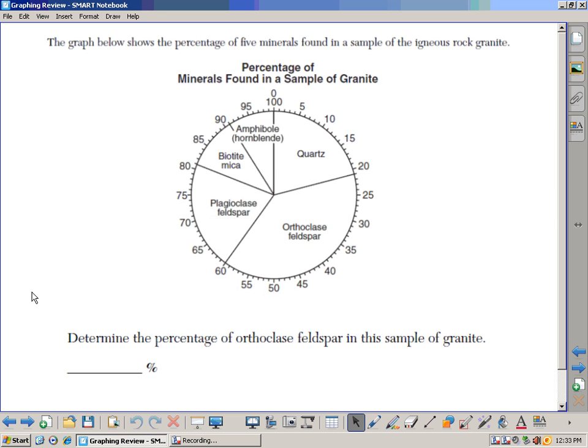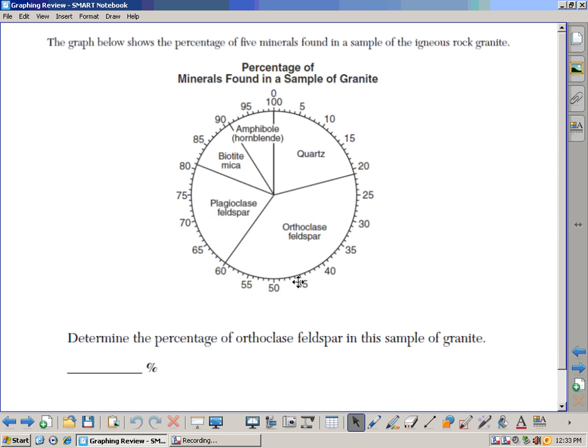The instructions say the graph below shows the percentage of 5 minerals found in a sample of the igneous rock granite. And you can see the title, percentage of minerals found in a sample of granite. You can see here we have the graph as a circle graph or a pie graph. The scale is numbered on the outside, and then the data is plotted inside using lines to separate the percentages.